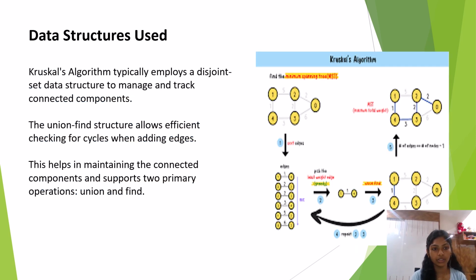Data structures used. Kruskal's algorithm typically employs a disjoint set data structure to manage and track connected components. The union-find structure allows efficient checking for cycles when adding edges. This helps in maintaining the connected components and supports two primary operations, union and find.